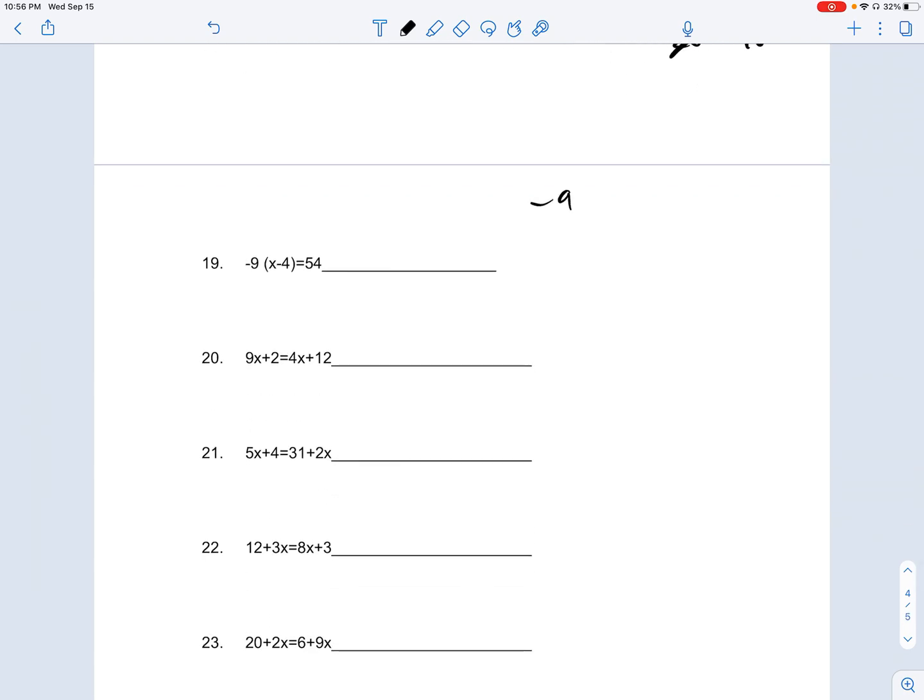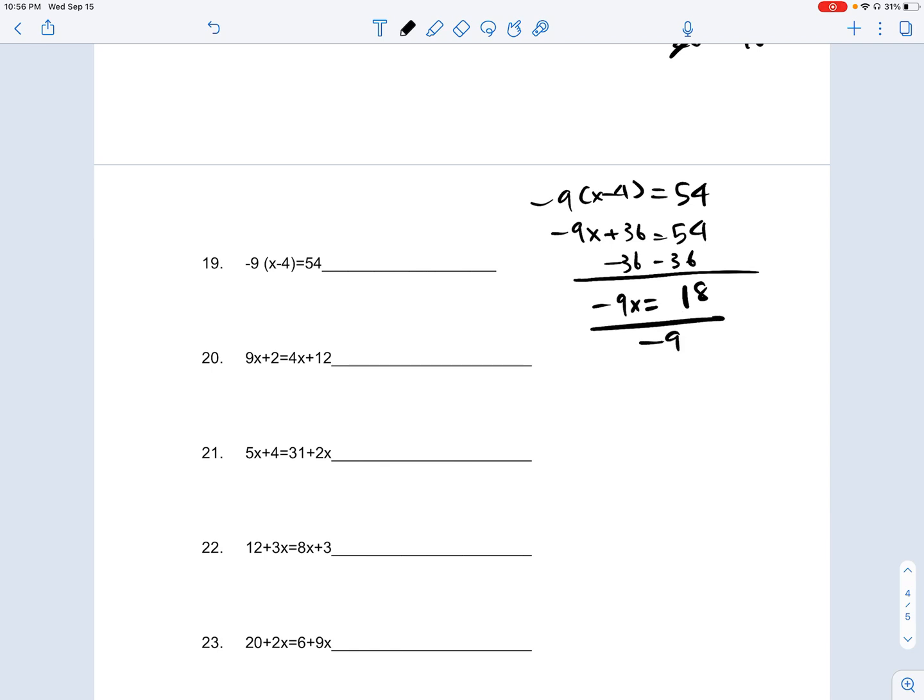Moving on. You have negative 9 times x minus 4 is equal to 54. You distribute the negative 9 to the x and negative 4, giving you negative 9x plus 36 is equal to 54. You subtract 36 on both sides, and you get 18 is equal to negative 9x. So you divide by negative 9 on both sides, and you get x is equal to negative 2 as your final answer.